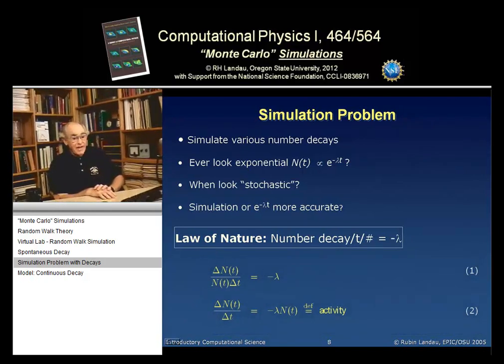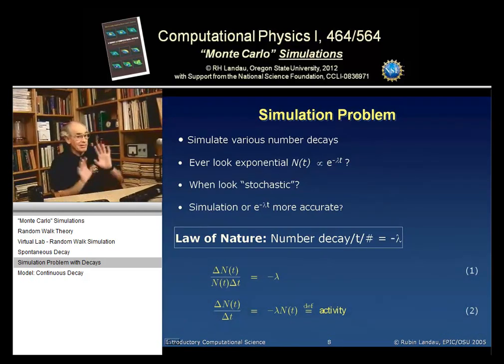So as we have in the box here, the law of nature is that the number of particles decaying per unit time per particle is a constant. Okay. So we try to write that down in more mathematical form so that we can develop an algorithm which would be appropriate. The algorithm is very simple.